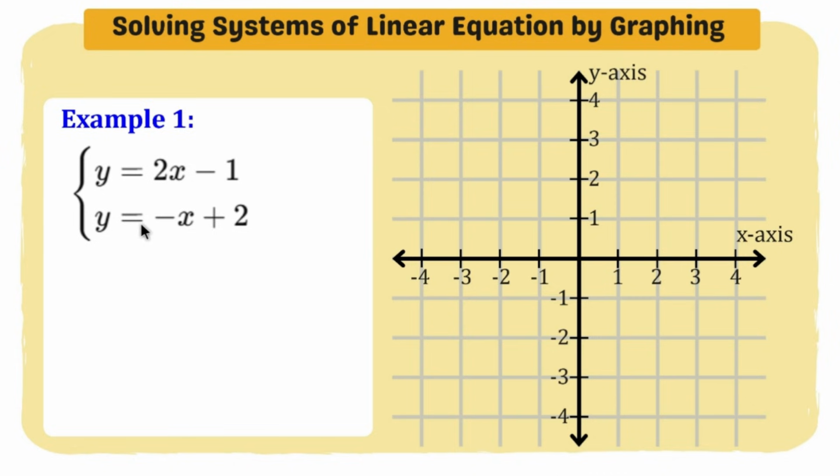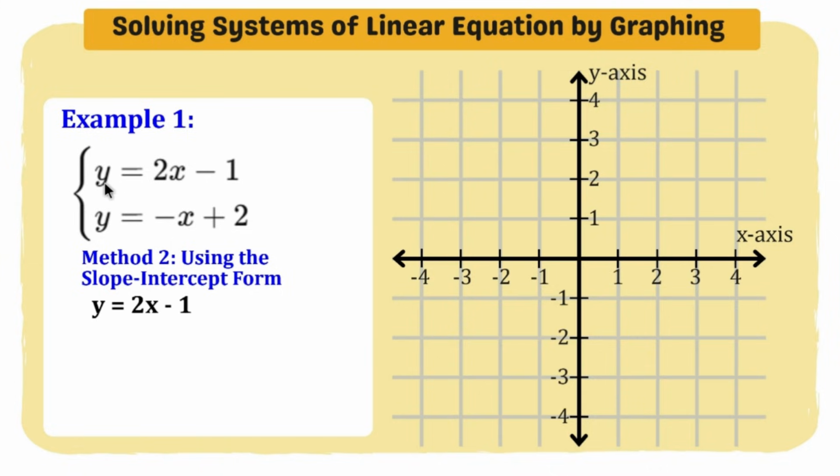Okay? So first, we can use any method in graphing. Okay, let's just use method number 2 for this example using the slope-intercept form. Kasi actually, for me, it is one of the easiest way of graphing, the slope-intercept form. Lalo na po kapag ang equations natin ay nasa slope-intercept form na po siya. Okay, so let's have the first equation, y is equal to 2x minus 1.